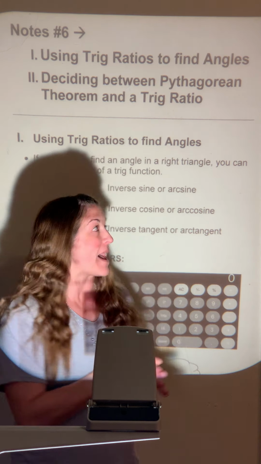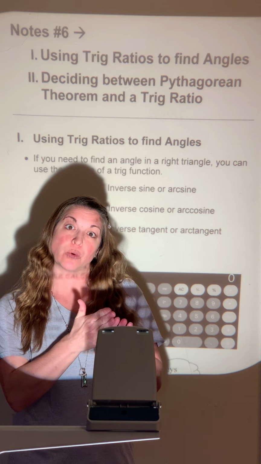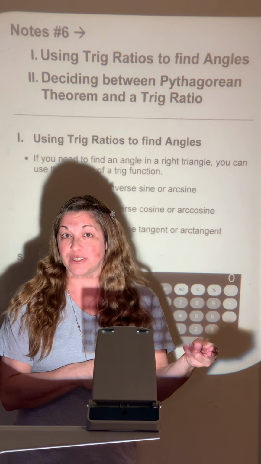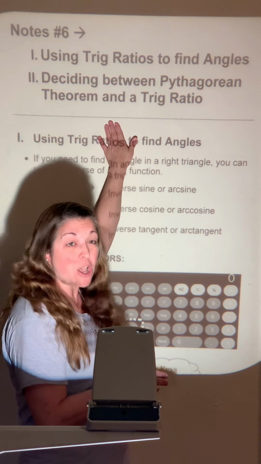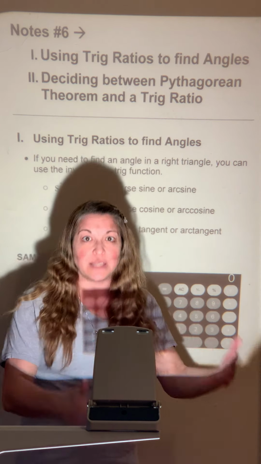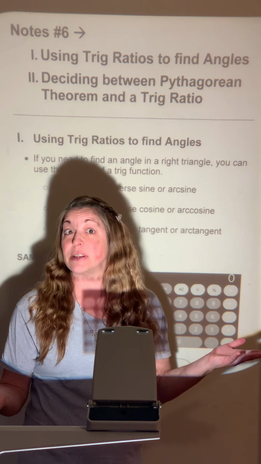Today we're going to talk about two things. One thing is actually going to be about going backwards. So we're going to do something called inverses to find the angle measures now. And then the second thing we're going to talk about is how do we know for sure when to do something like a sine, a cosine, or tangent, or when should we just be doing the Pythagorean Theorem?